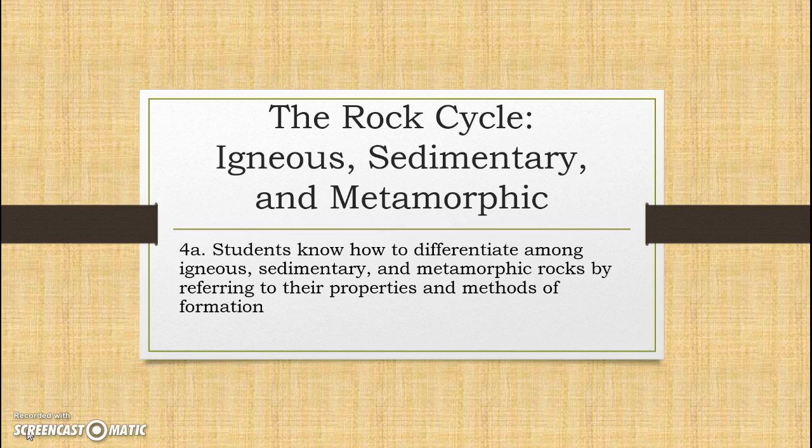So the rock cycle by definition is a series of processes on the surface and inside of the Earth that slowly change rocks from one kind to another. Let's start off by learning about the three types of rocks.